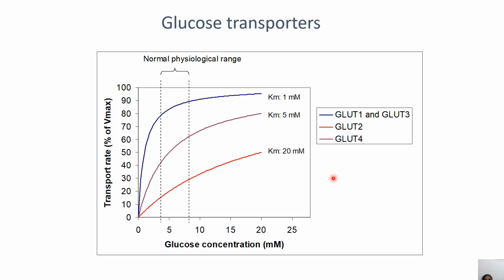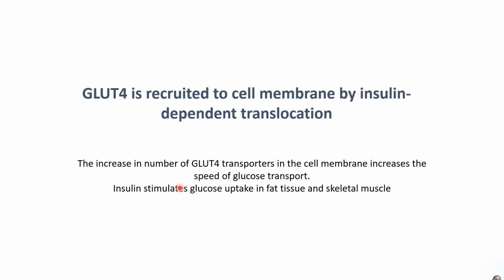So moving ahead, these are the glucose transporters. So this is basically nothing but a Michaelis Menten curve. If you can see, on the x-axis we have the substrate concentration, on the y-axis we have a Vmax. Okay, so these are the Michaelis Menten curves for the different GLUT transporters. And this particular range is the normal physiological range of glucose concentration.